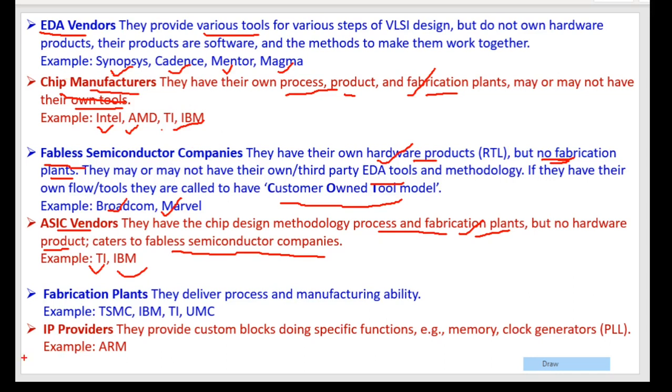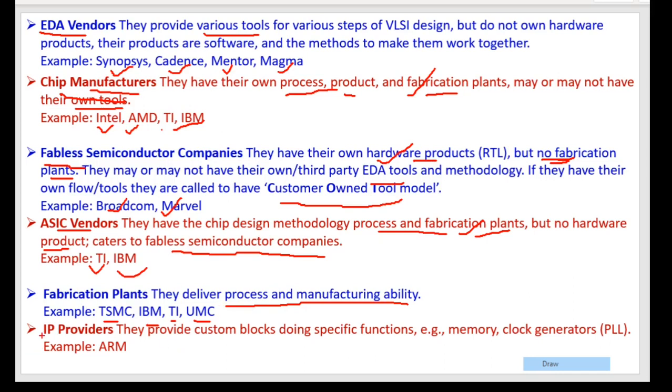Okay, then there are some fabrication plants which deliver process and manufacturing ability, which only manufacture the IC. Their business is to manufacture the VLSI chips. Okay, so there is one very popular, TSMC. This is Taiwan Semiconductor Corporation. Then there are TI, UMC, IBM, Global Foundries. Okay, so these are the fabrication plants that actually fabricate the ICs for different companies.